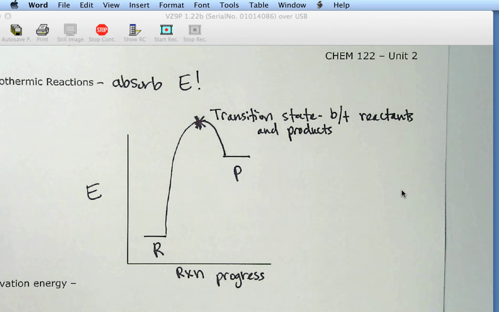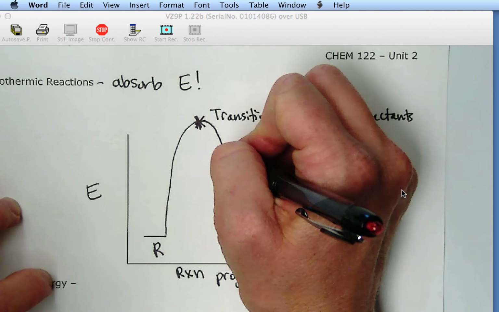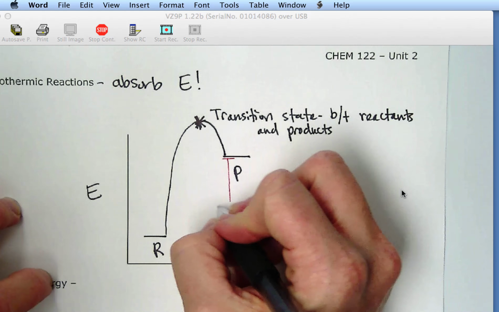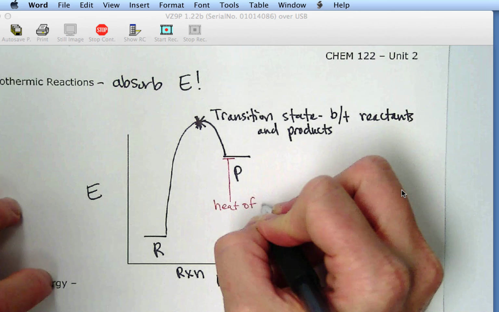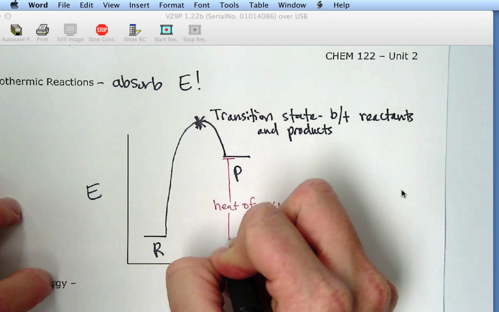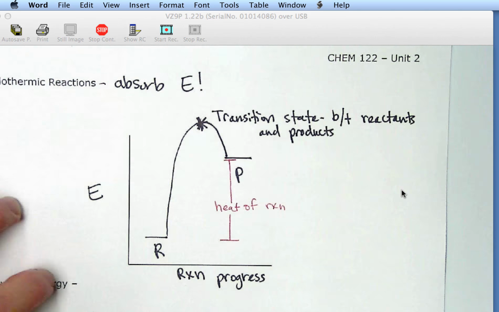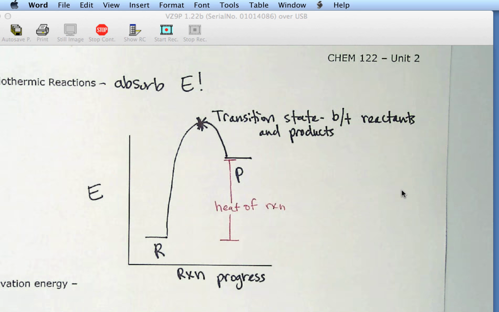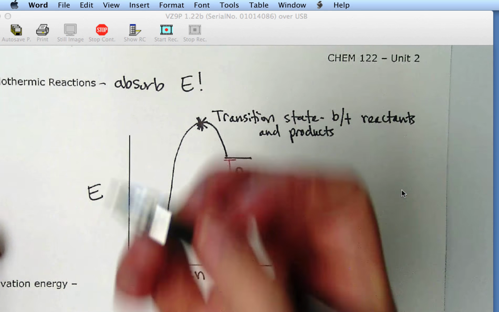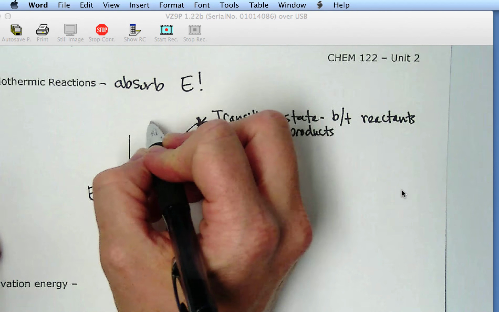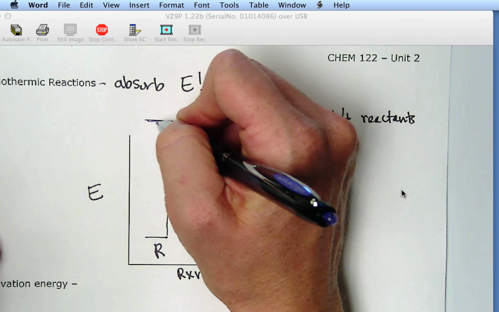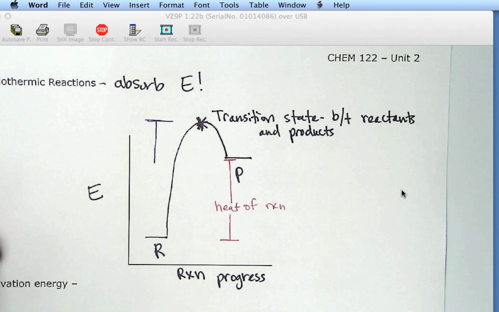All right. Now we talked about on page 32 the heat of reaction. This is the heat of reaction. And then the difference in energy from the transition state to the reactant is called the activation energy.